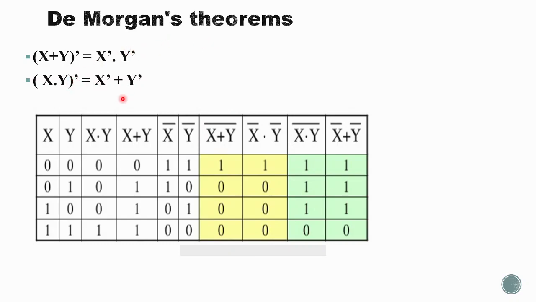Next, (x dot y) all bar. Here we found this x dot y, right? Then we have to find its complement: 1, 1, 1, 0. This is (x dot y) all bar. Then x bar plus y bar. We have to add these two columns: 1 plus 1, 1; 1 plus 0, 1; 0 plus 1, 1; and 0 plus 0, 0. So (x dot y) all bar is equal to x bar plus y bar. These two columns are exactly equal, which means the second theorem is also proved. So this is all about De Morgan's theorem.